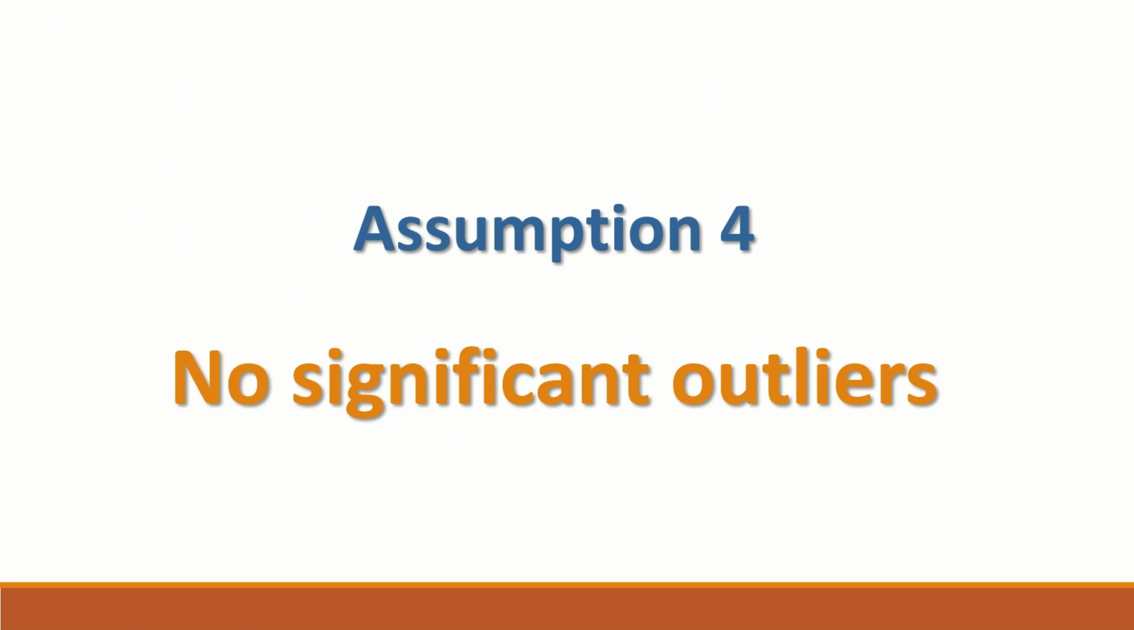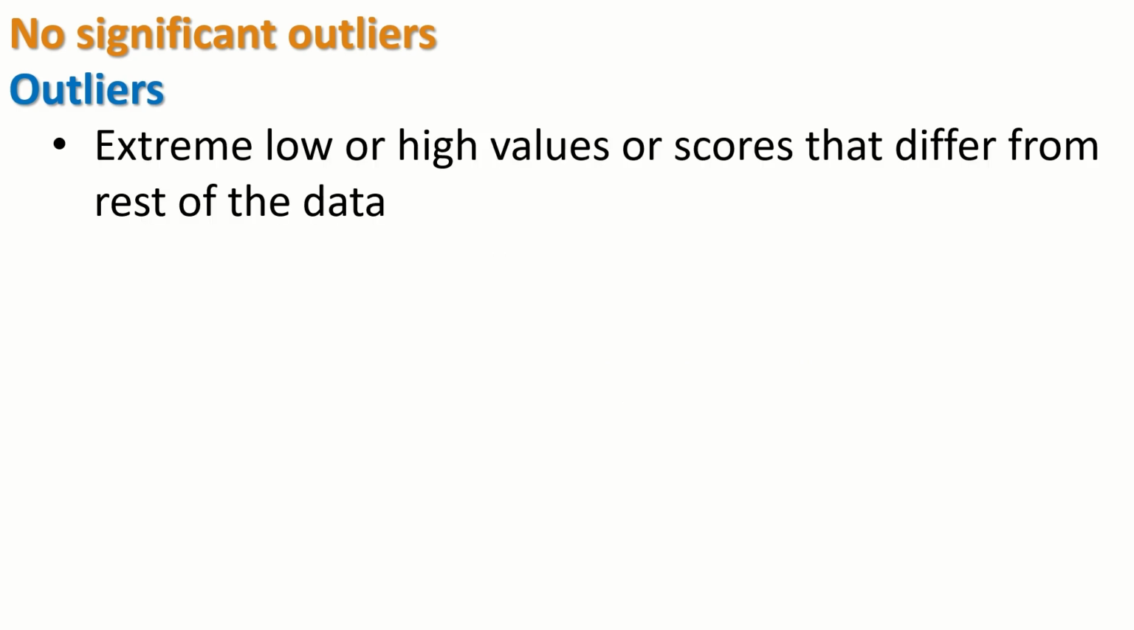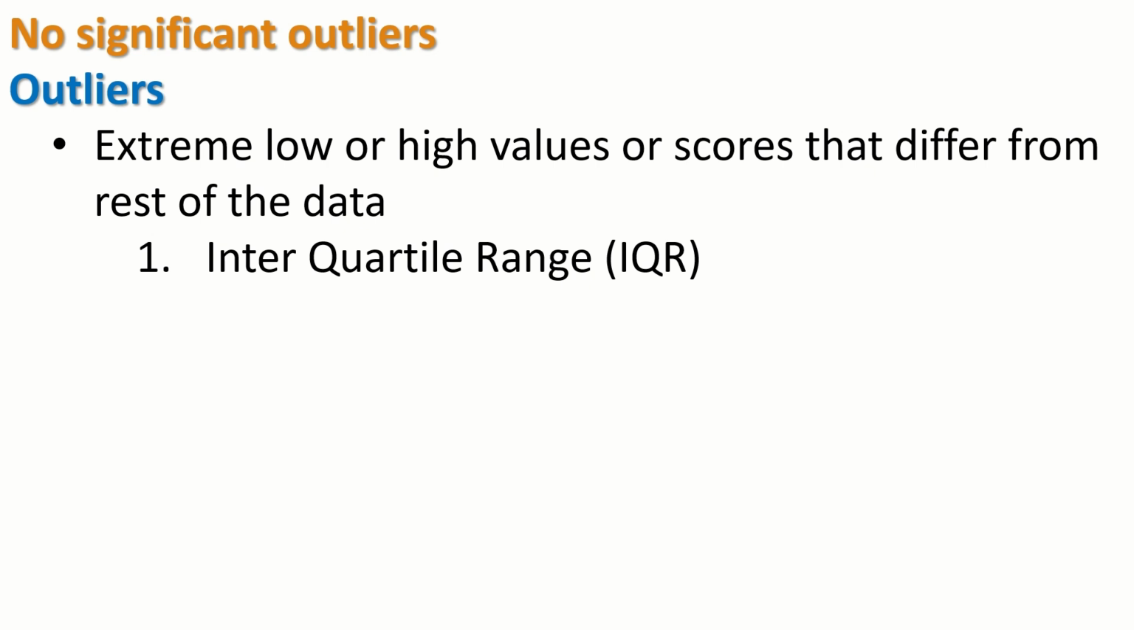The fourth assumption is that there are no significant outliers. So what are outliers? Outliers are extreme low or high values or scores in the data that differ from the rest of the data. So how can we determine whether there is an outlier? By calculating the interquartile range, which is abbreviated as IQR, the z-score, or the box plot.